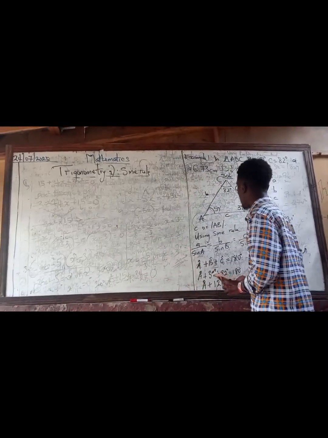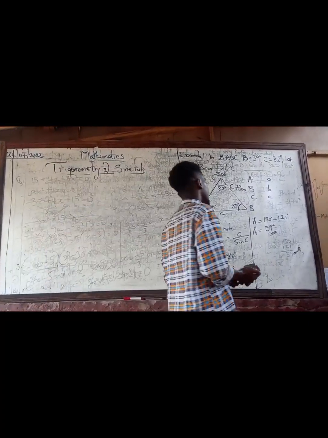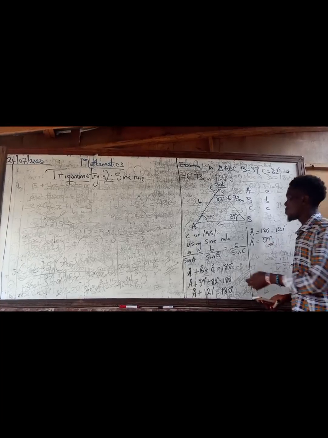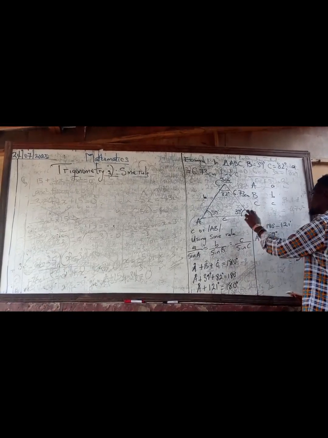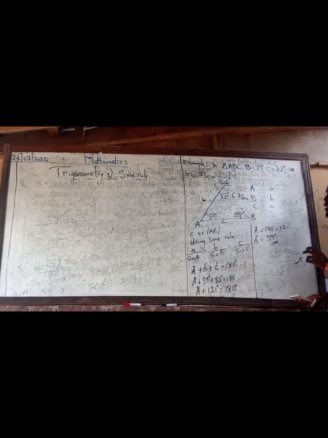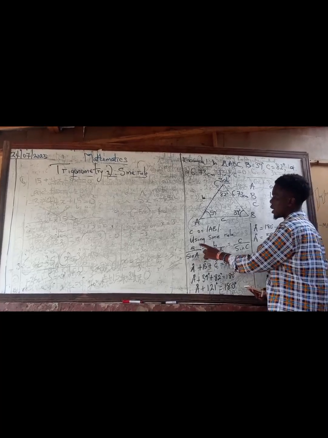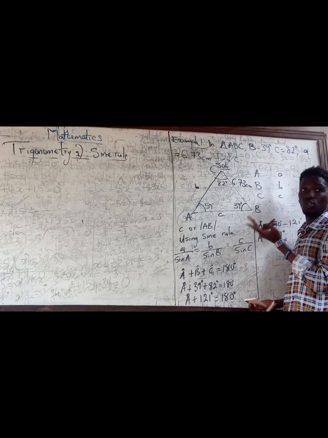So let's apply the sine rule. Now that we've gotten the angle on A to be 59 degrees, using the sine rule, A over sine A equals B over sine B equals C over sine C. Since I'm looking for length C, I would have to pick A over sine A and C over sine C. You just have to pick two, right?